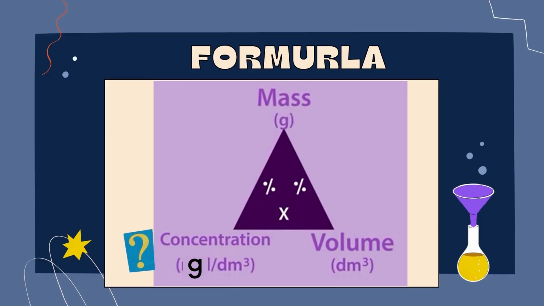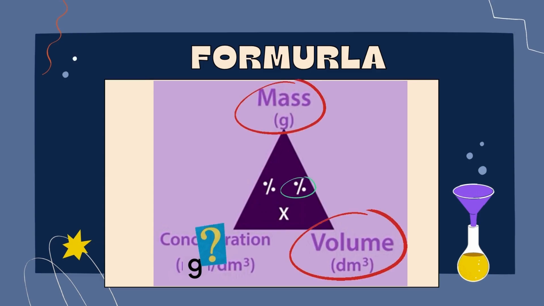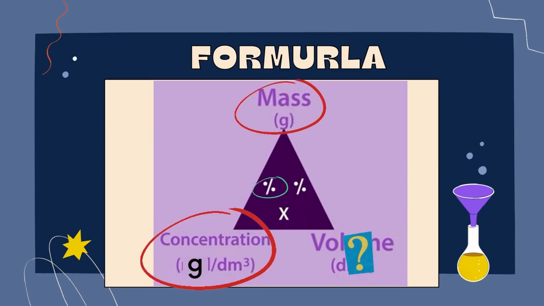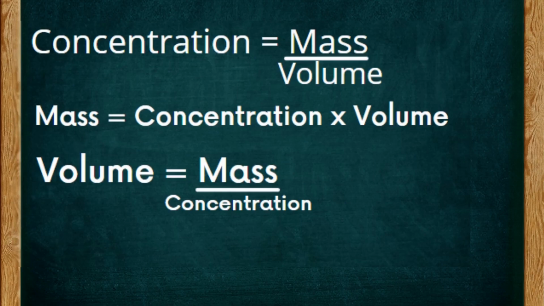Let us go back to this triangular formula. What if concentration is unknown? Tatakpan natin si concentration since siya ang unknown. Maiiwan si mass at si volume. Now, what is the formula for concentration? Concentration is equal to mass divided by volume. And if volume is unknown, volume is equal to mass divided by concentration.